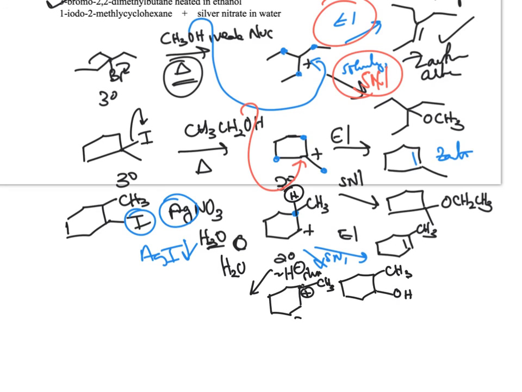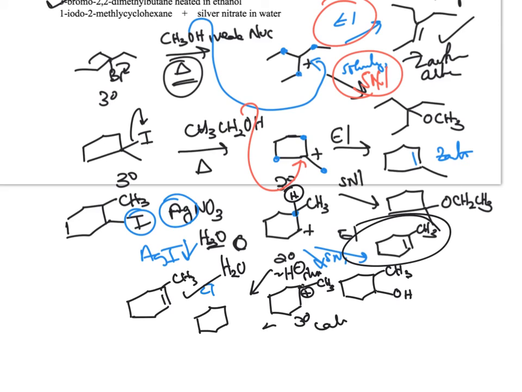And now you can get a tertiary carbocation. And then if you get the E1 product from that, it's going to give you the same as this. That's going to be your major product. And then if you get the SN1, you'll get the alcohol here, which is a tertiary alcohol versus a secondary alcohol.